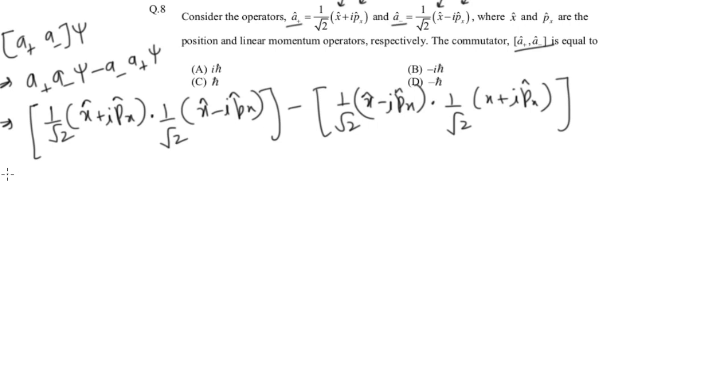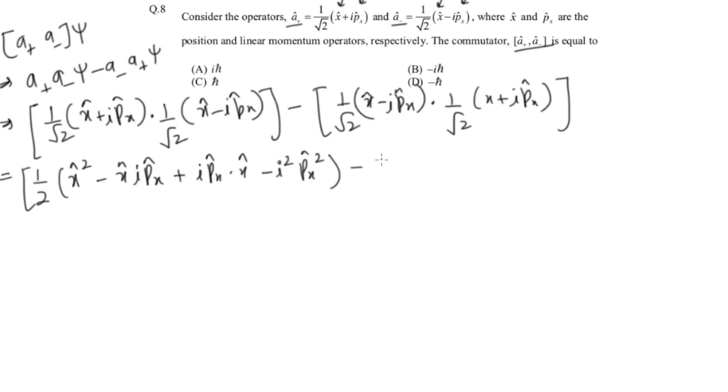Now multiply them and open the bracket. This 1 by root 2 will become 1 by 2 over here, and you will get x cap square. Then you are going to get minus x cap i px cap, plus i px cap into x cap, and then minus i square px cap square. So that's what you are going to get.